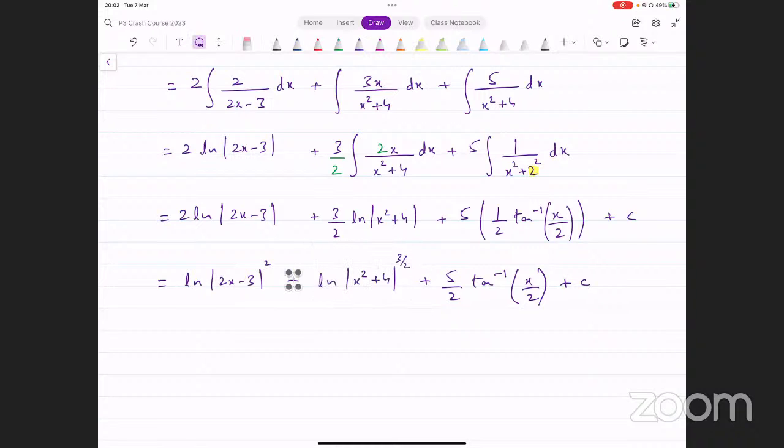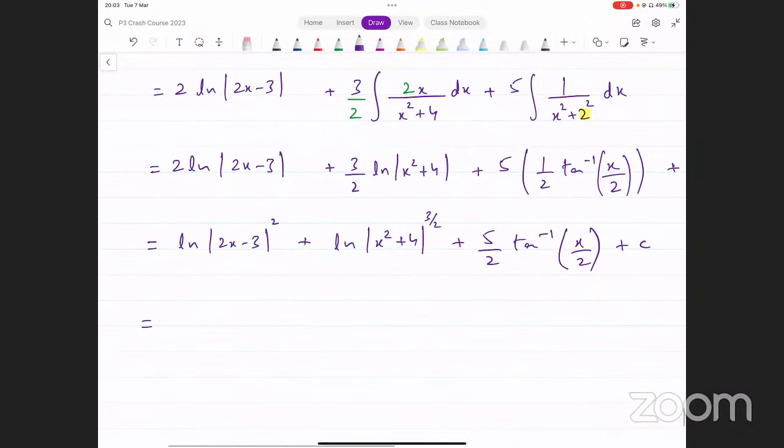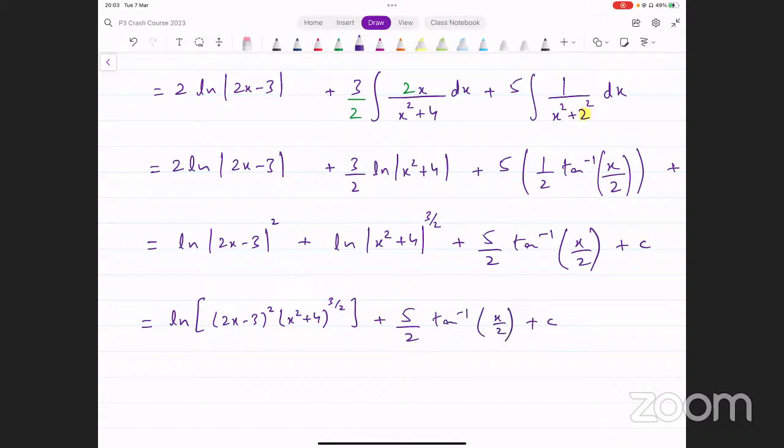And then we can use the multiplication law to make it one single log term, so that it becomes ln of 2x minus 3 whole squared into x squared plus 4 whole raised to the power 3 over 2 plus 5 over 2 into tan inverse of x over 2 plus c. That would be your final result in this case.